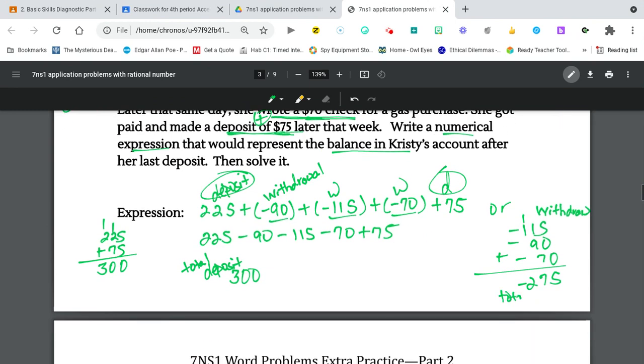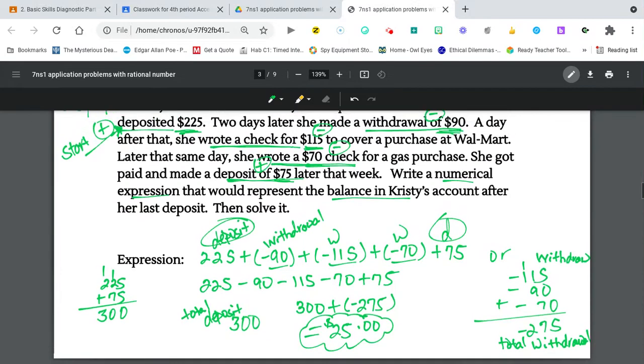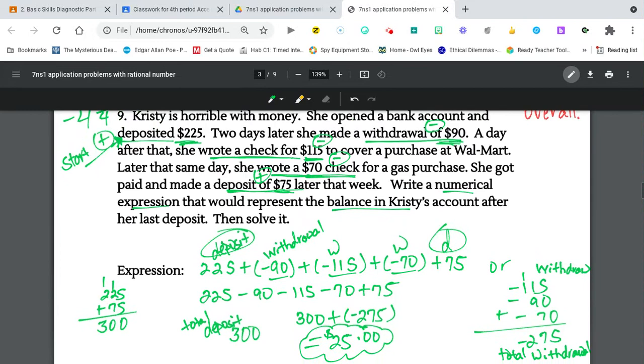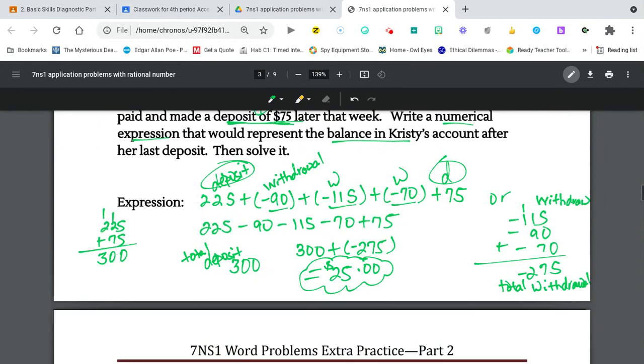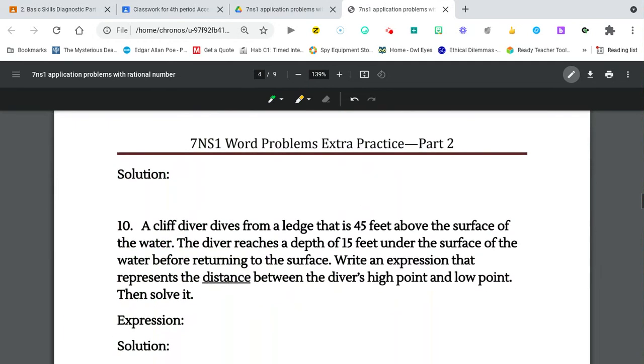So this was a total withdrawal. So all I have to do is subtract. So that's 300 plus a total withdrawal of 275, or you can put 300 minus 275, which means that her ending balance after her last deposit was a whopping $25. I was just checking my numbers again, making sure I added all of them.